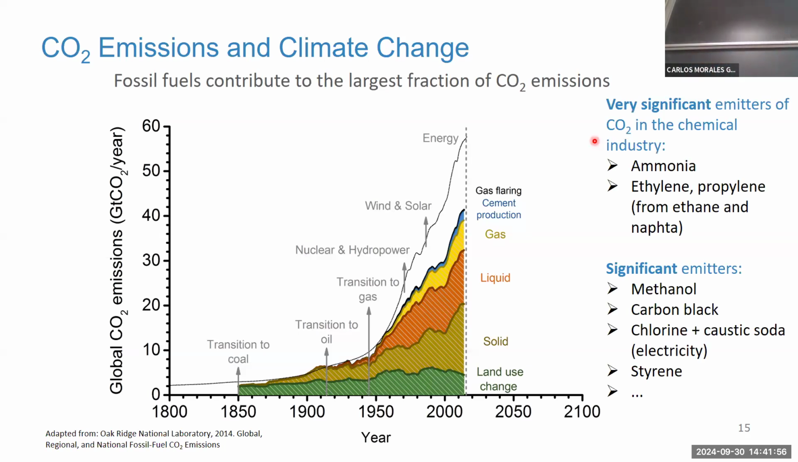So some of the very significant emitters of CO2 in the chemical industry are ammonia, right? Where do we use ammonia? Fertilizers, right? Ethylene, propylene. Plastics, right? So ammonia alone contributes over 1% of the CO2 emissions. The same for ethylene and propylene.